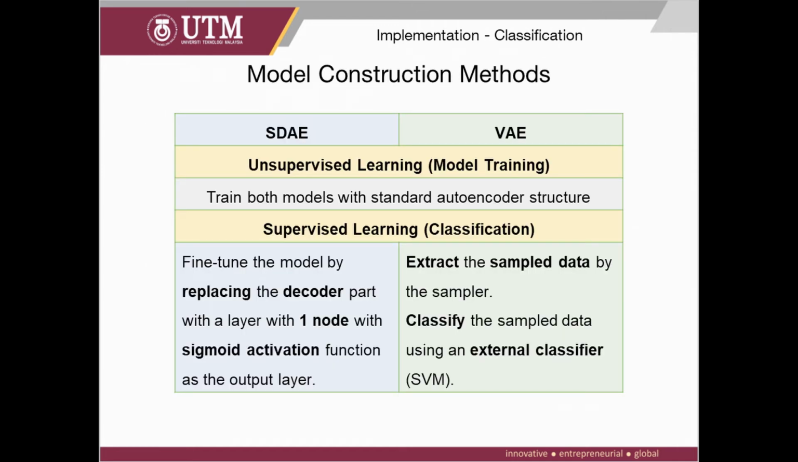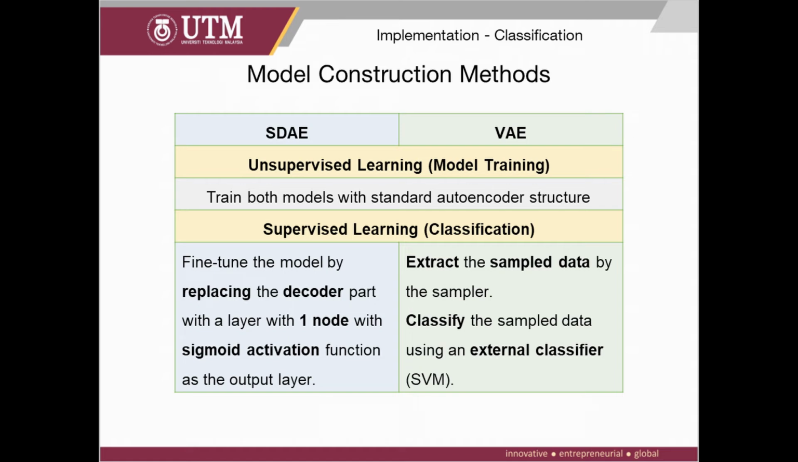Moving on, we have the model construction methods for SDAE and VAE. The model building for both the classifiers are slightly different. During unsupervised learning, both the models are trained using the standard autoencoder structure, which has the encoder, the latent layer, and the decoder components. In supervised learning, the unsupervised SDAE model is fine-tuned into a supervised learning model by replacing the decoder part with a new layer with only one node with sigmoid activation function. This acts as the new output layer for the SDAE model.